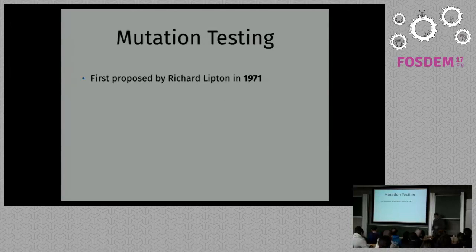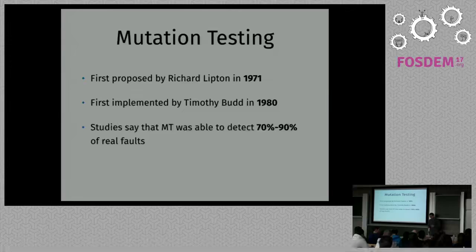It was first proposed by Richard Lipton in 1971. I think it was called mutation analysis. These are kind of the same terms. It was first implemented by Timothy Budd in the 1980s, and I think it was for Fortran, but I'm not sure, so don't quote me on that.